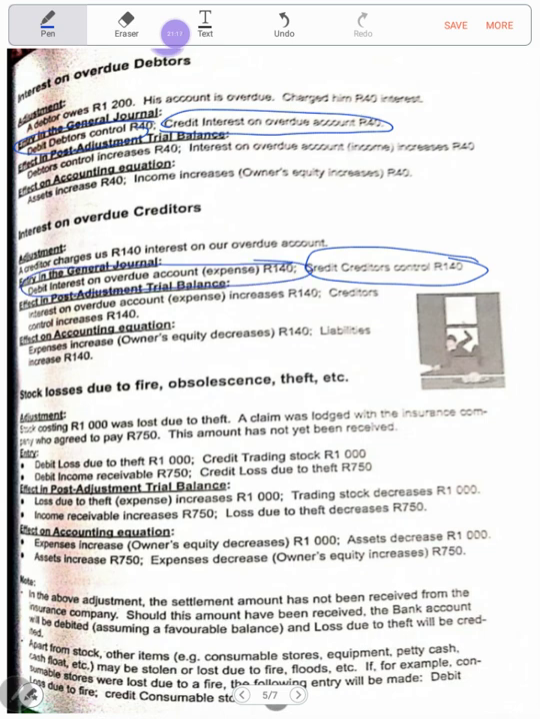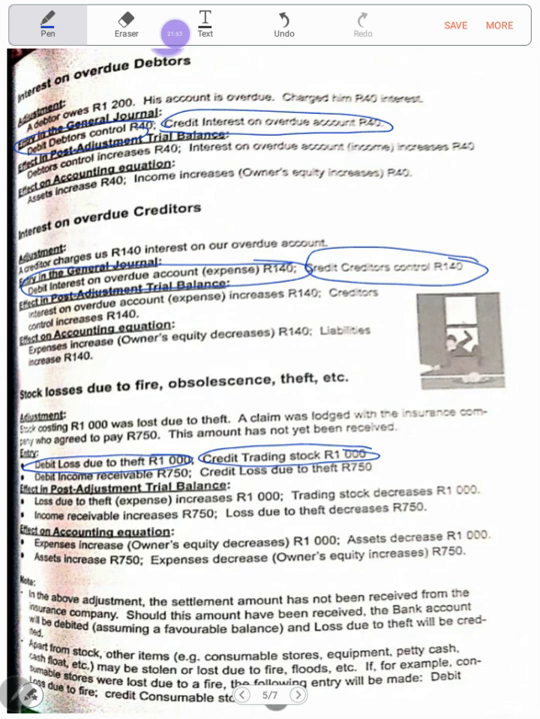Stock losses due to fire. Obsolescence. What is obsolescence, grade 10s? It's when a product is obsolete. It is outdated. Will people buy or purchase outdated products? No, they will not. And we can also lose stock through theft, etc. What happens when we lose stock? Our trading stock will decrease, so we will credit trading stock and we will debit the loss due to whatever the case may be. They will always let you know.